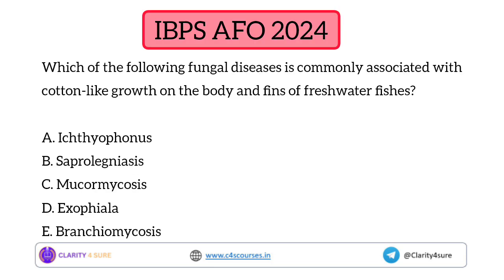On your screen right now, you can see a question from IBPS AFO 2024, which happened in January of 2024. The question was, which of the following fungal diseases is commonly associated with cotton-like growth on the body and fins of freshwater fishes? So here are your options. You write the correct answer in the comment section below.